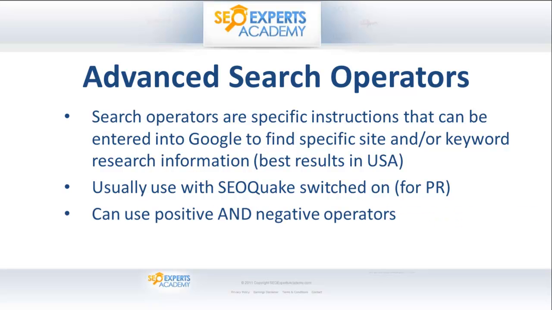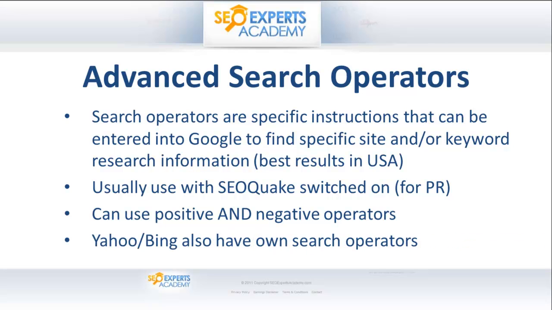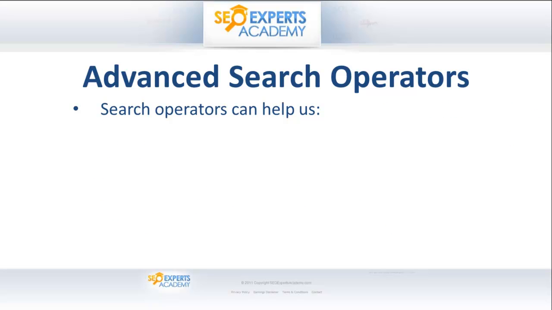One of the great things about Google search operators is that you can use both positive and negative search operators, so you can choose to exclude things from your search strings just as you can also include them. We're going to jump into quite a few examples of that shortly. Interestingly, Yahoo and Bing also have their own search operators, but for the sake of being brief and concise, and given the fact that Google obviously has the majority share of the traffic, I'm not going to discuss Yahoo and Bing search operators. Certainly you can search for those, and they do have a bunch of their own as well. So what can search operators do for us?